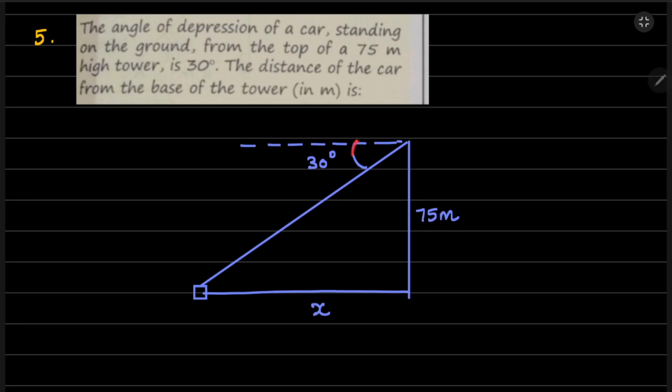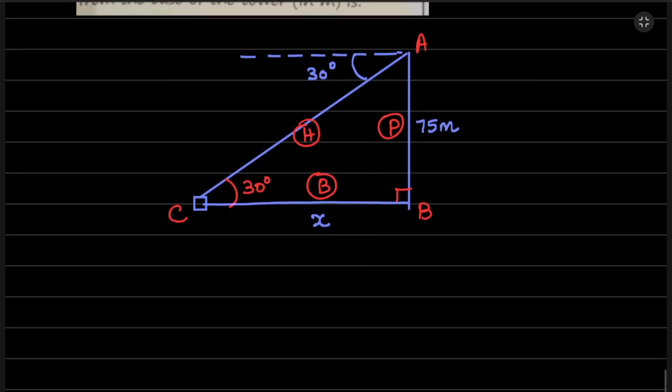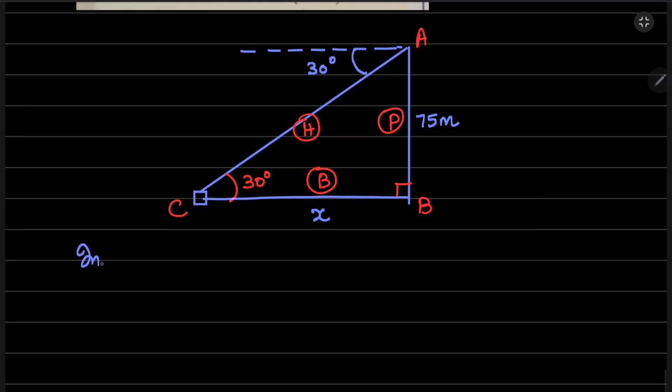If this is 30 degrees, using the alternate interior angle property, this angle will also be 30 degrees. So this is your right angle triangle. Let's mark it as ABC. This is your perpendicular, this is your hypotenuse, and this is your base. Now, what is given and what is asked? You are given perpendicular, you are asked base. So, you will apply tan. In triangle ABC, tan of 30 degrees is equal to P by B. What is your perpendicular AB? What is your base BC?